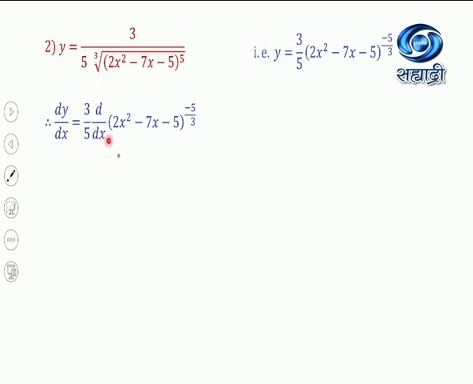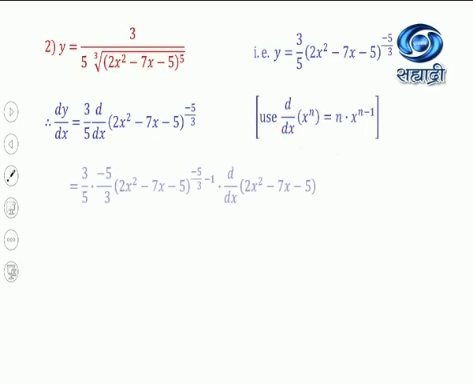Now by taking derivative of both sides, dy by dx equal to, here 3 by 5 is constant, can be taken out, and then derivative of bracket raised to minus 5 by 3. Again you know very well derivative of x raised to n is n into x raised to n minus 1. Now this is our standard formula. Here 3 by 5 remains the same. Now say this is x, bracket raised to n. What is n? Minus 5 by 3. So minus 5 by 3 into bracket raised to minus 5 by 3 minus 1 into derivative of the bracket by using chain rule.